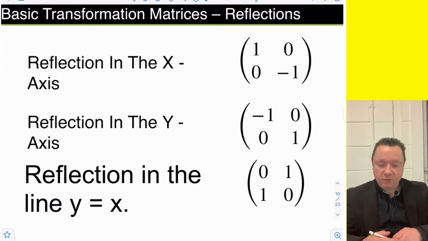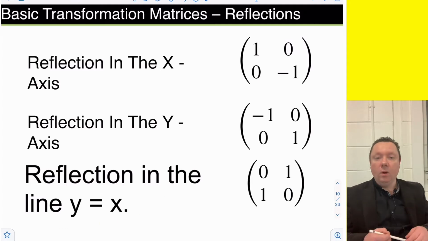So, basic transformation matrices, reflections. Reflection in the x-axis is given by 1, 0, 0, minus 1, and in the y-axis by minus 1, 0, 0, 1, and the reflection in the line y equals x is given by 0, 1, 1, 0. You can memorize and just remember these, or probably better, try and actually work these out yourself at the time using the method that I've just given you.